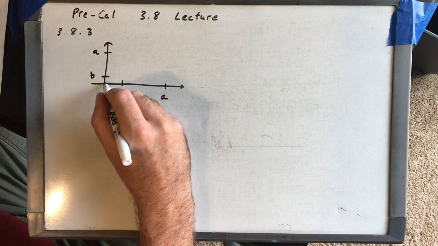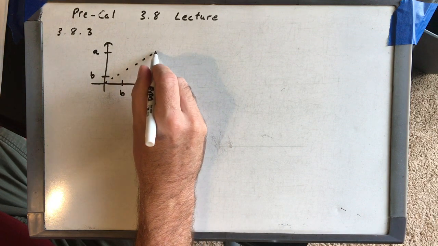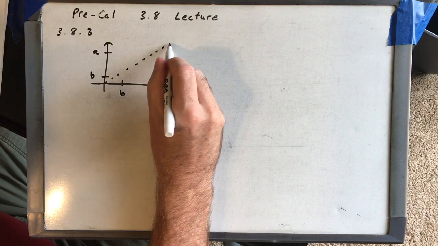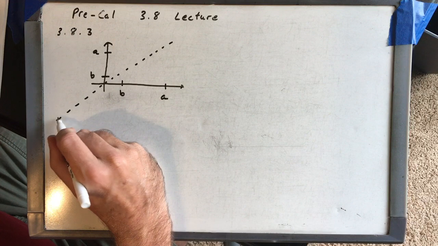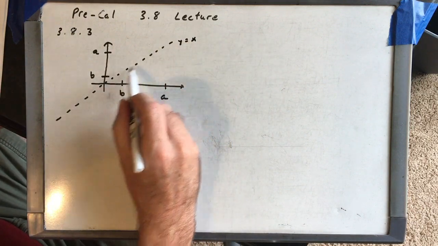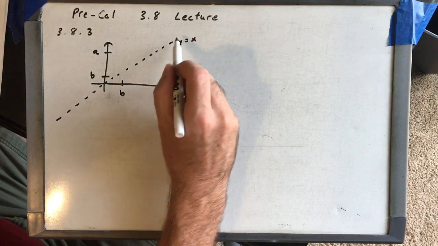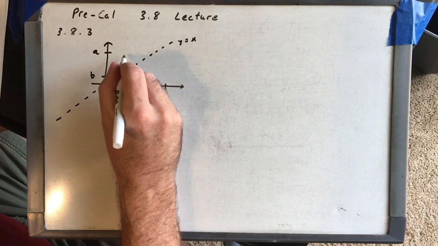Okay, so what an inverse does is it is a reflection point across the y equals x axis. So that's just a line with a slope of 1.